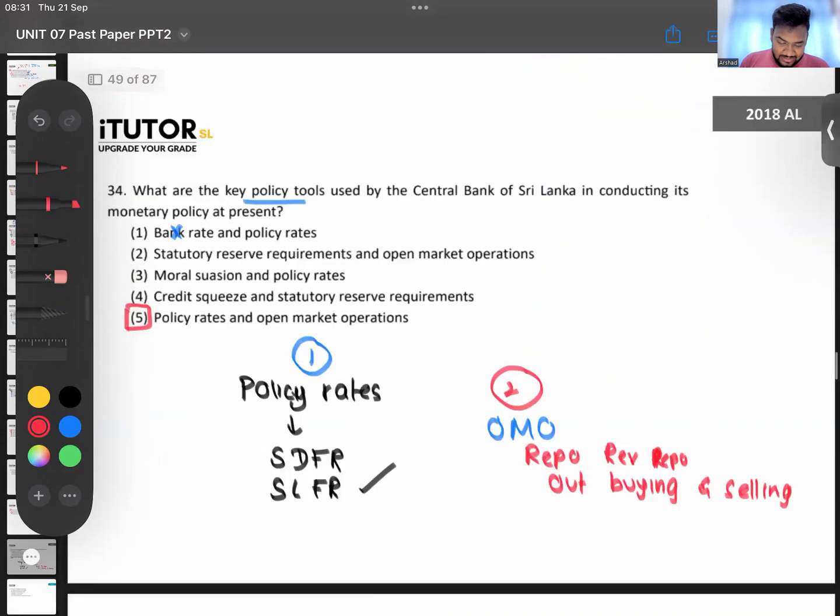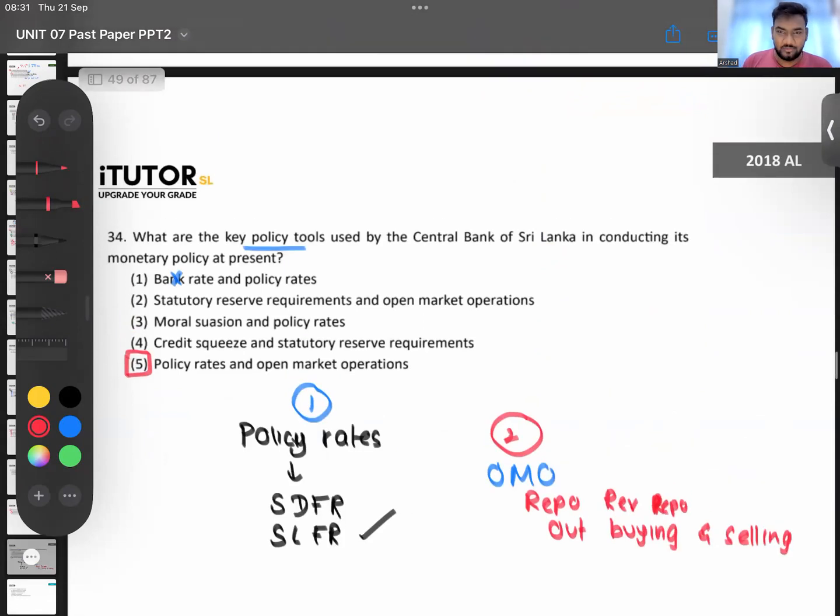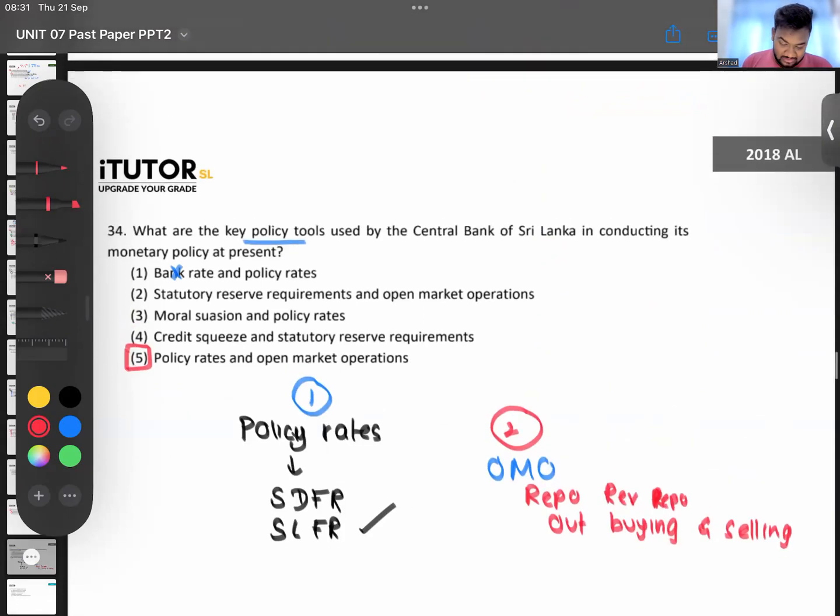Okay, that is it with 2018. How did you all do? Easy paper. Where's credit squeeze? Credit squeeze is, for example, reducing the amount of loans given. They tell banks not to give loans, that kind of thing. Standing deposit facility, how does it work? I'm not going into that theory part in detail. If there is an essay question on that area, I'll come to it then.